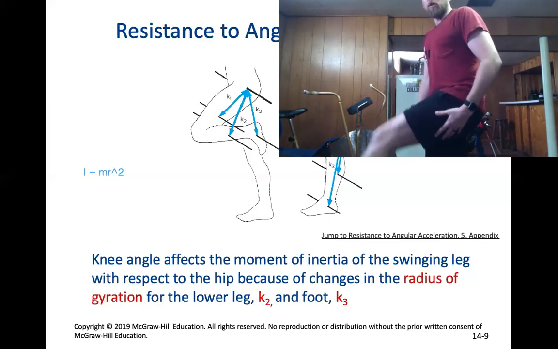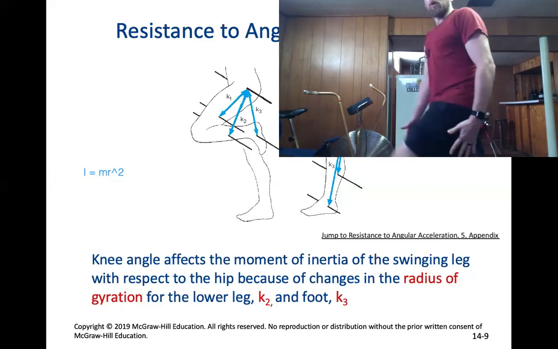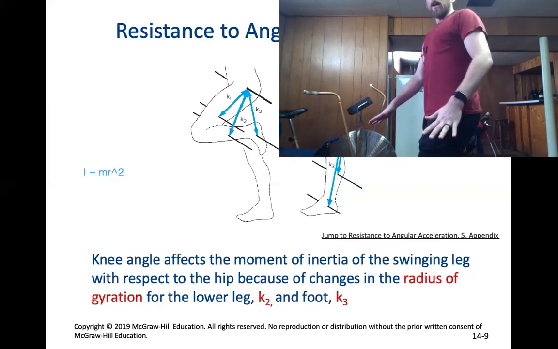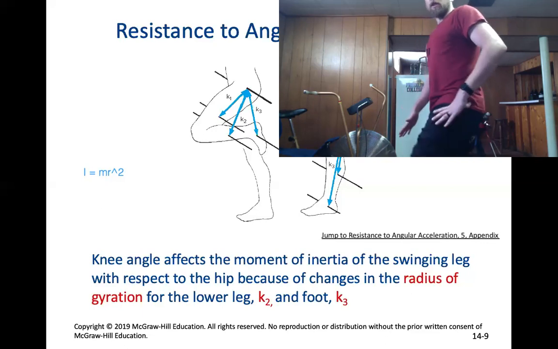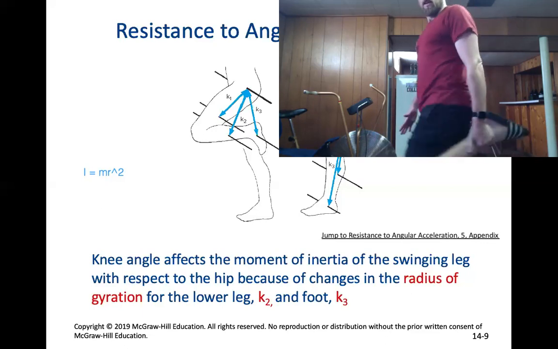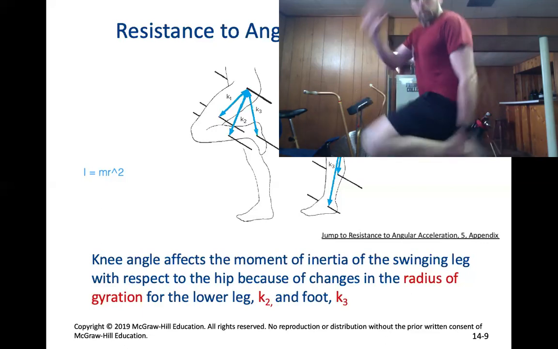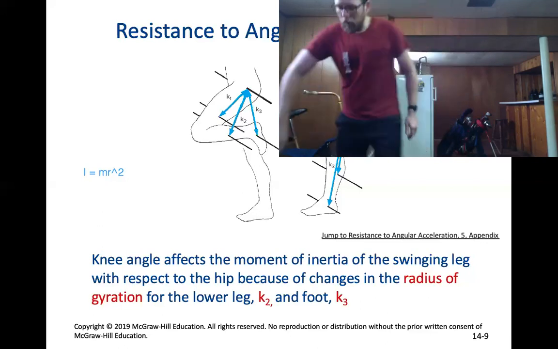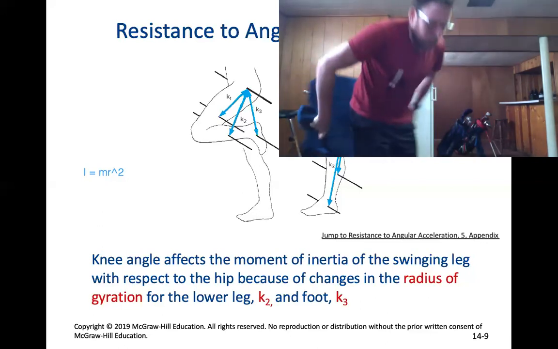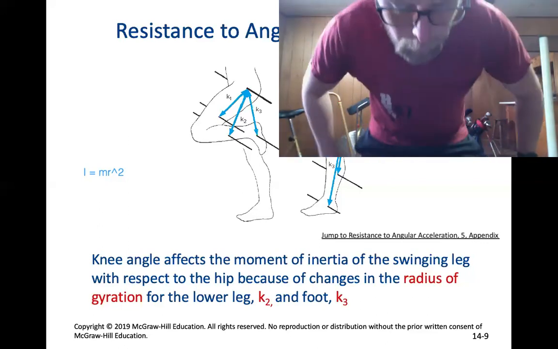Well, if my leg is straight out, it's really far away from the center of rotation. So I'm not going to be able to rotate around my hip as efficiently as if I bring my heel up to my butt. That's a lot easier. So you should think about that in terms of human movement.